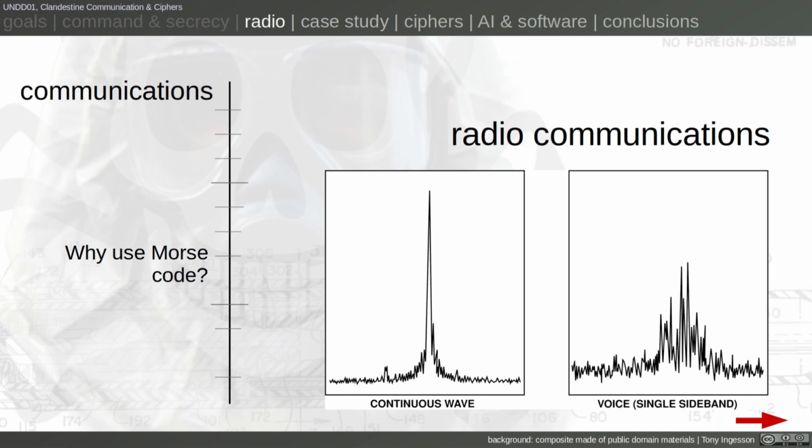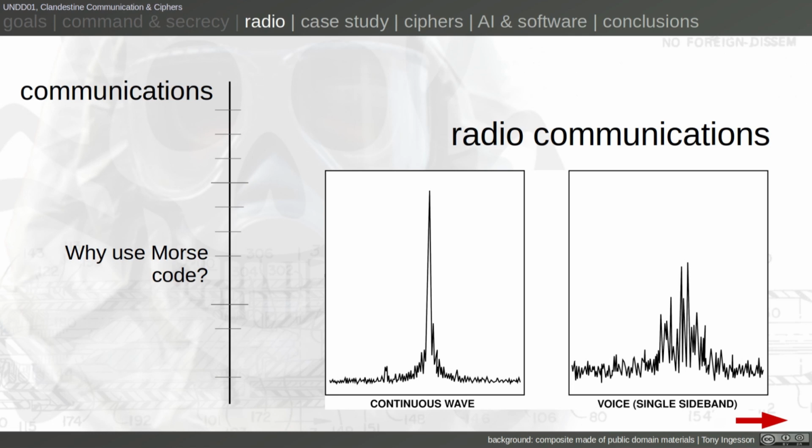Now, you might wonder, why did this number station use Morse code? It's, after all, not 1920 anymore, so why is this so interesting? Well, as you can see from these examples I've shown here, Morse is also known as continuous wave in radio circles. And if you compare a continuous wave signal with a voice signal, even a compressed voice signal, which is known as single sideband here, you can see that the Morse signal uses a very narrow bandwidth.